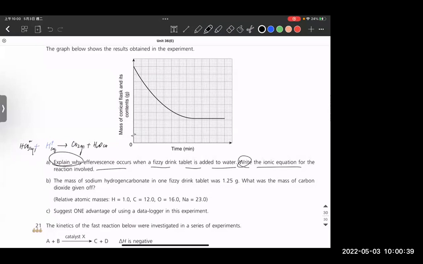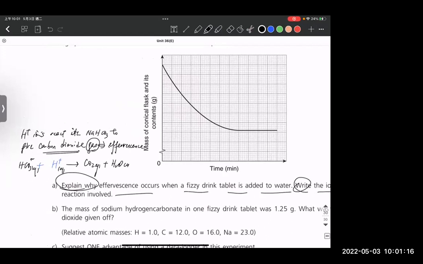You just mentioned this. How about the explanation part? We have got hydrogen ions. The hydrogen ions react with sodium hydrogen carbonate to give carbon dioxide. This is the carbon dioxide gas. You mentioned a gas, so that's why there is effervescence. But the question comes: how come there are hydrogen ions?